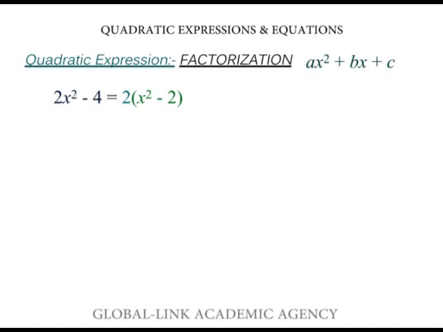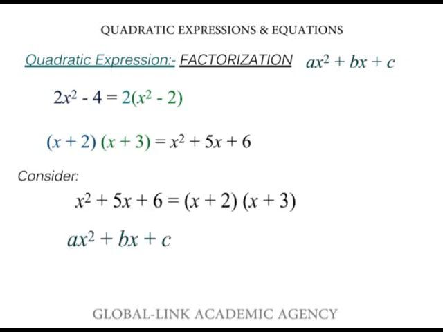So how then do you find the factors of a quadratic expression? (x + 2)(x + 3) is equal to x² + 5x + 6. The factors of x² + 5x + 6 are (x + 2) and (x + 3). Having the quadratic expression, we can find its factors. For the expression x² + 5x + 6 equal to (x + 2)(x + 3), note the following.